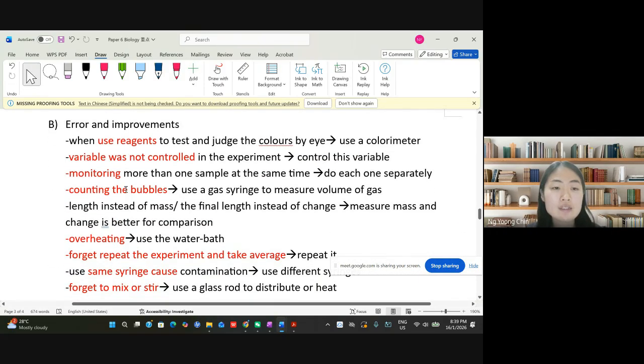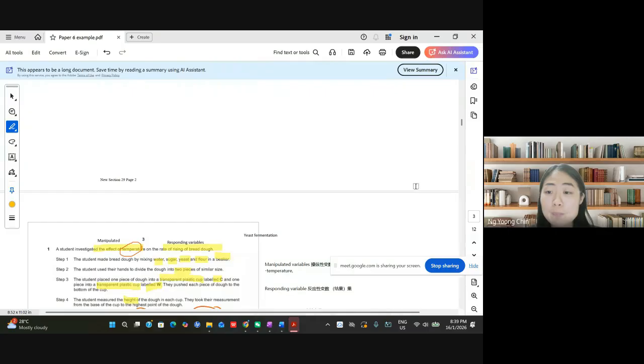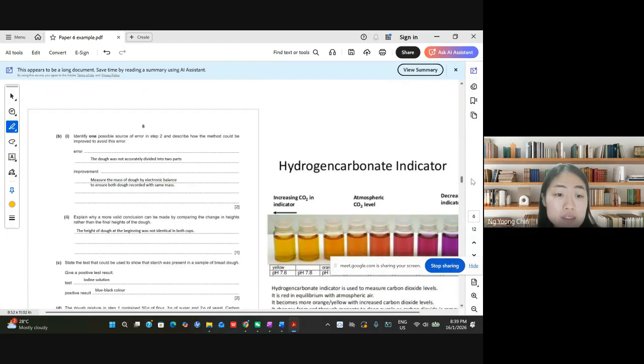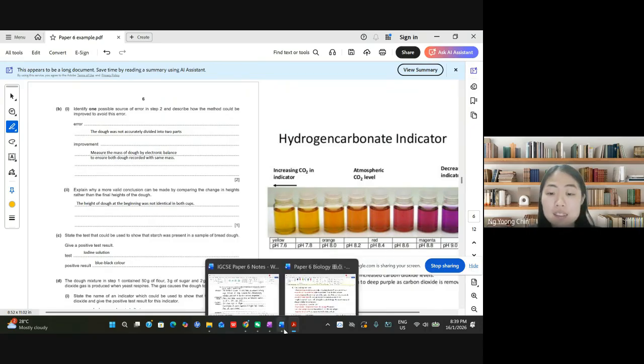And then for this one, error and improvement. Which is that question, just like I showed you. They ask how you are able to improve it. The error and then the improvements. This is also a fixed question to come out in paper 6. So here's the answer.